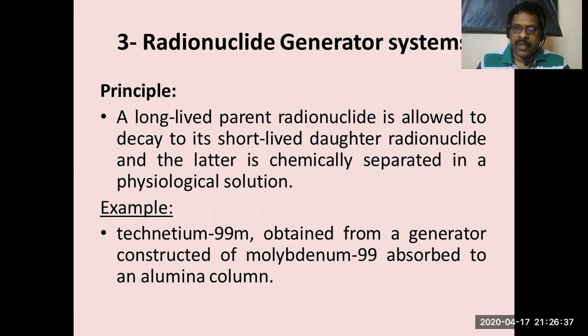Actually, a radiopharmaceutical has two components. One part is the radionuclide, and the other component is a non-radioactive pharmaceutical formulation. Both will be mixed together to make a radioactive formulation. So first we are discussing the production of the radionuclide part, how to generate it. We discussed the cyclotron.